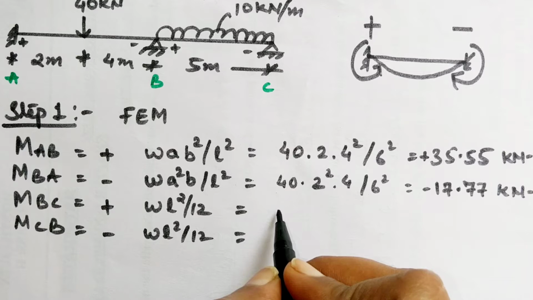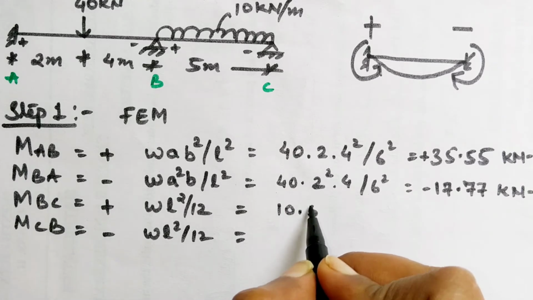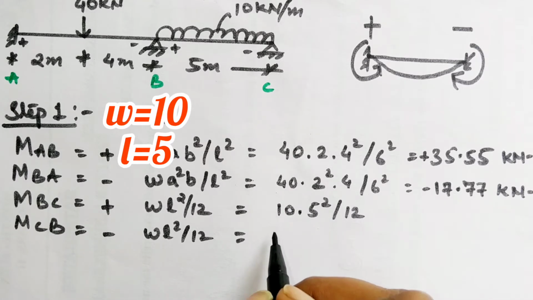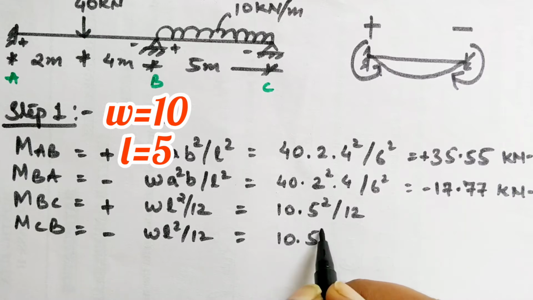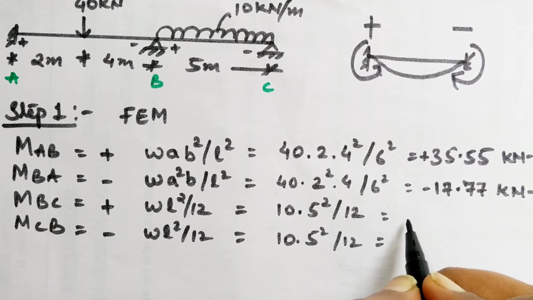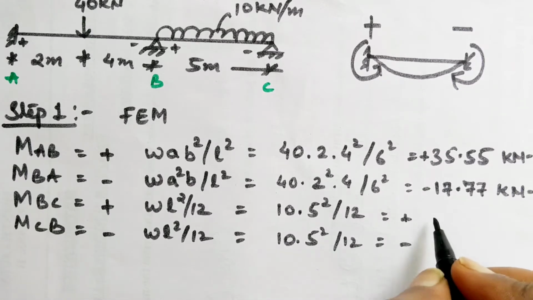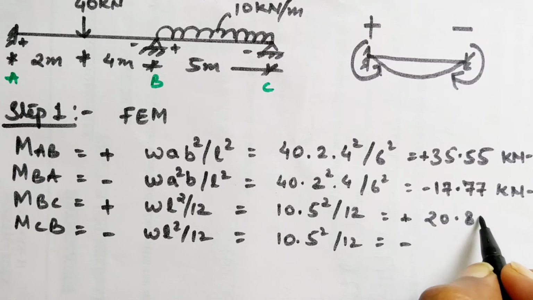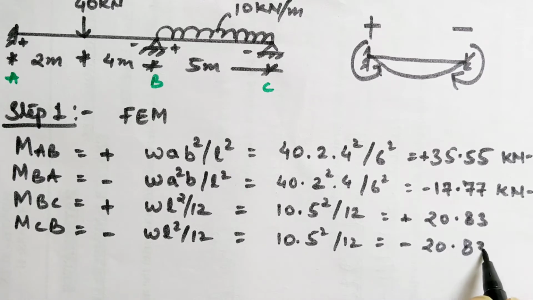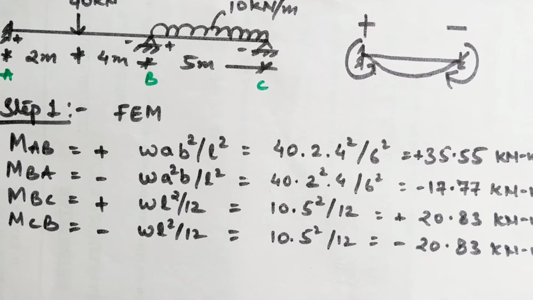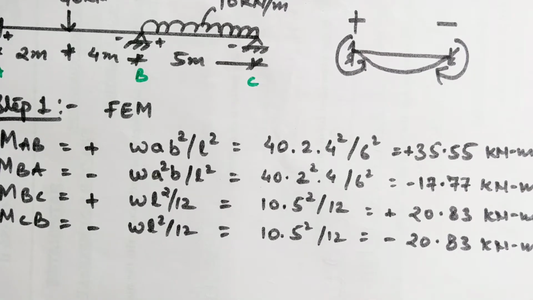Similarly for the BC member also, we'll be just substituting the values of load and the length of the beam, and we'll be writing our answers. So here, this is your 20.83 kilonewton meter because it is a symmetrical loading. So both the moments are the same.